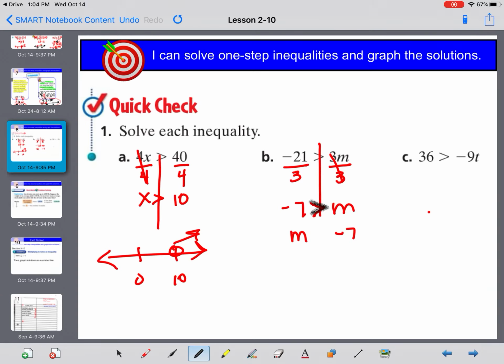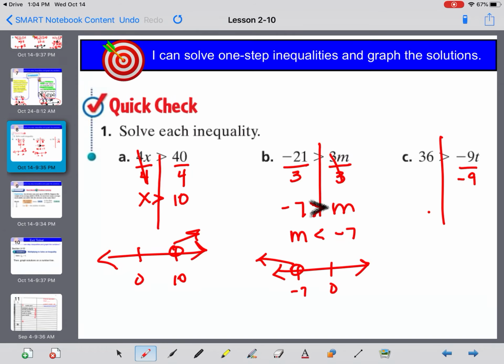When I look at this problem, I see that the negative 7 is the bigger number based on that sign. So if I want the m to be first, I still need to indicate that negative 7 is bigger. Put a circle at negative 7. Numbers less than negative 7 go to the left.